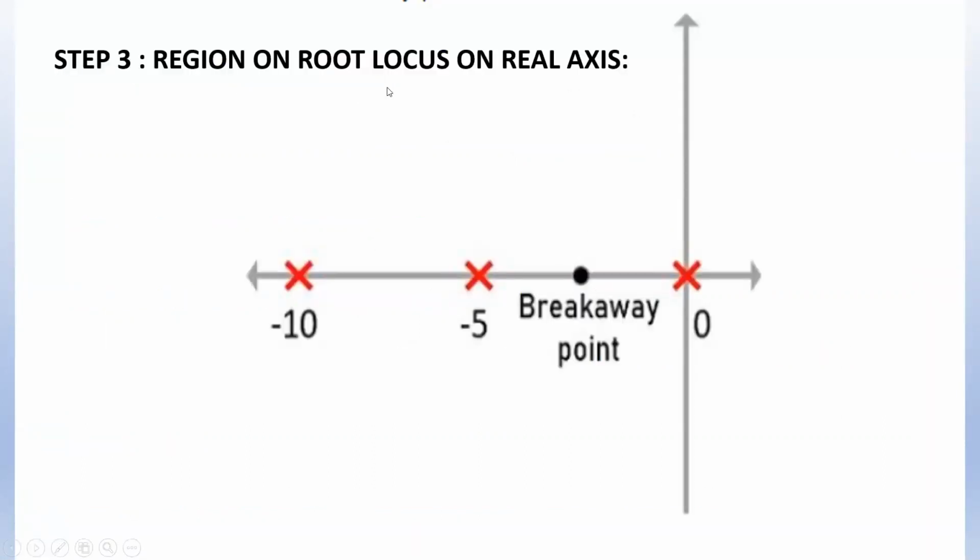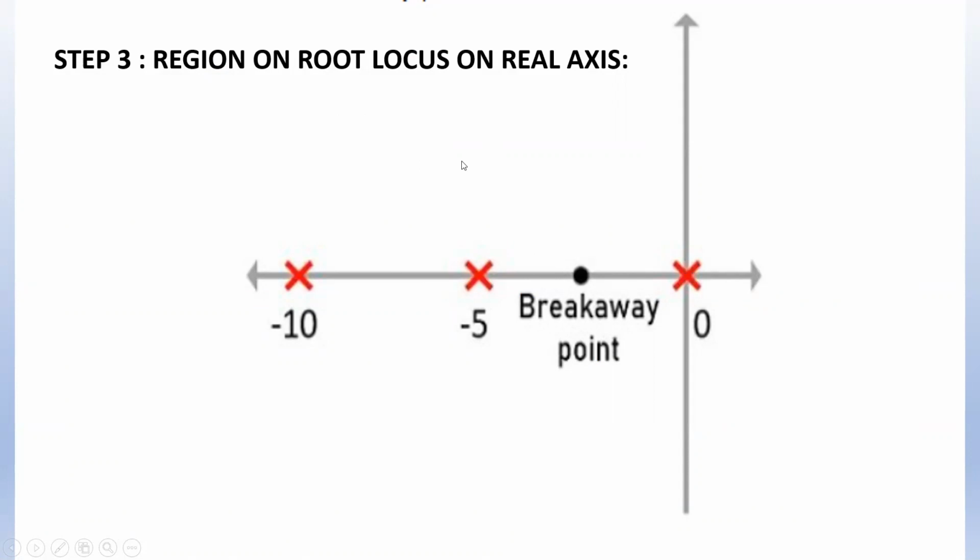Moving on to rule 3 or step 3, we need to find out the root locus on the real axis. If we say that this is the s-plane, then the horizontal axis is the real axis, and this vertical axis is the imaginary axis. So the real part of s is plotted on this horizontal axis. On the real axis, which part is lying on the root locus, that we need to find out. That will be given by rule 3.